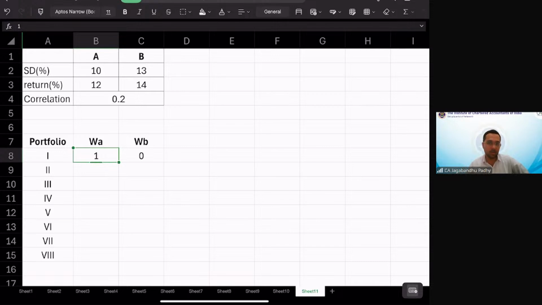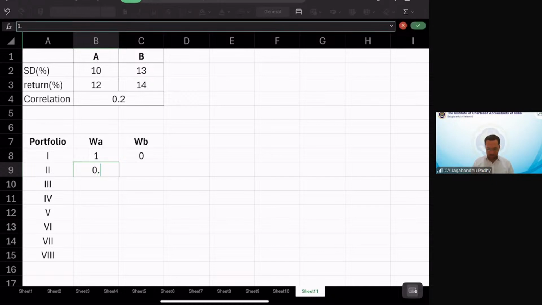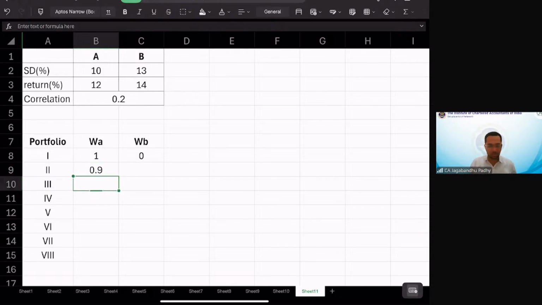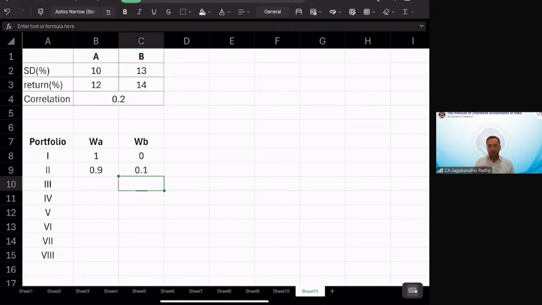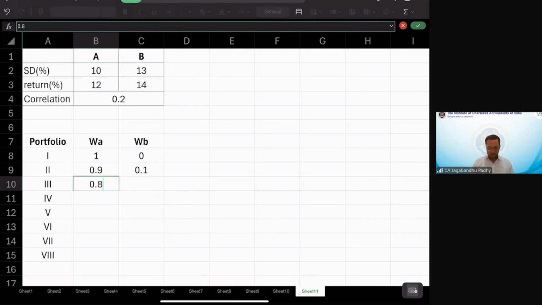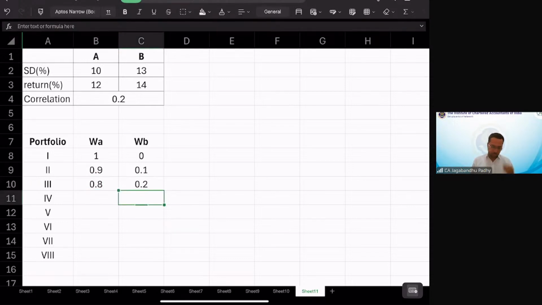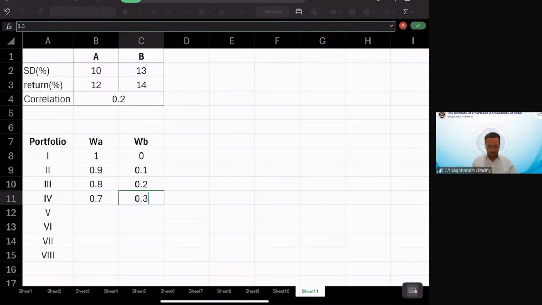I am fully invested in security A initially, and then I start mixing. I start churning my portfolio a bit, and I say that the weight of A, let's say, becomes 0.9. So we are reducing our investment in A by 10%, and that 10% is invested in B. Then we keep on changing it: 0.8, then we have 0.2, and in the same way, 0.7 and 0.3.